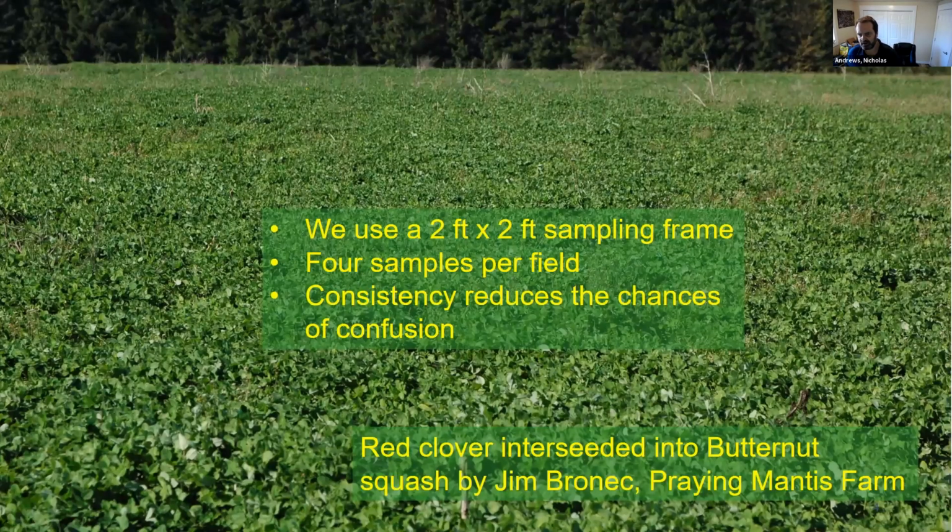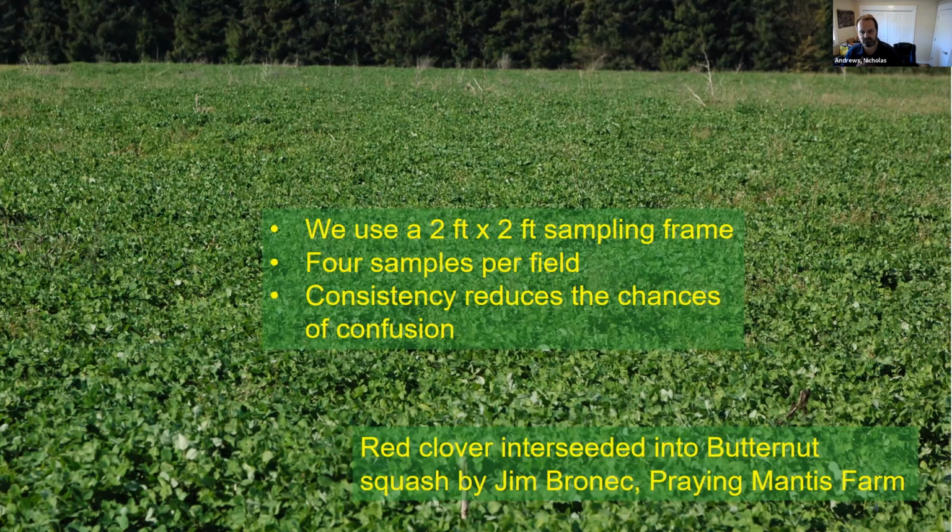First of all, if you do want to sample your cover crops to estimate plant available nitrogen, the most accurate way is to go out in your field and take some biomass samples. We use a 2 foot by 2 foot sampling frame, but you can use whatever size you want. We generally take 4 samples per field. It doesn't matter that much what size your frame is. Larger is a bit better than really small, but consistency makes it less likely that your numbers are going to get mixed up. So consistency is sometimes better than perfection.